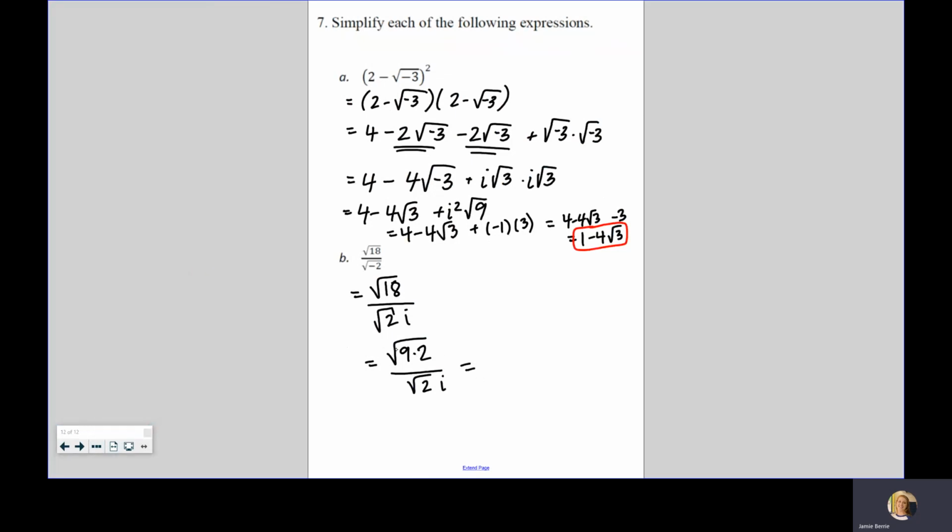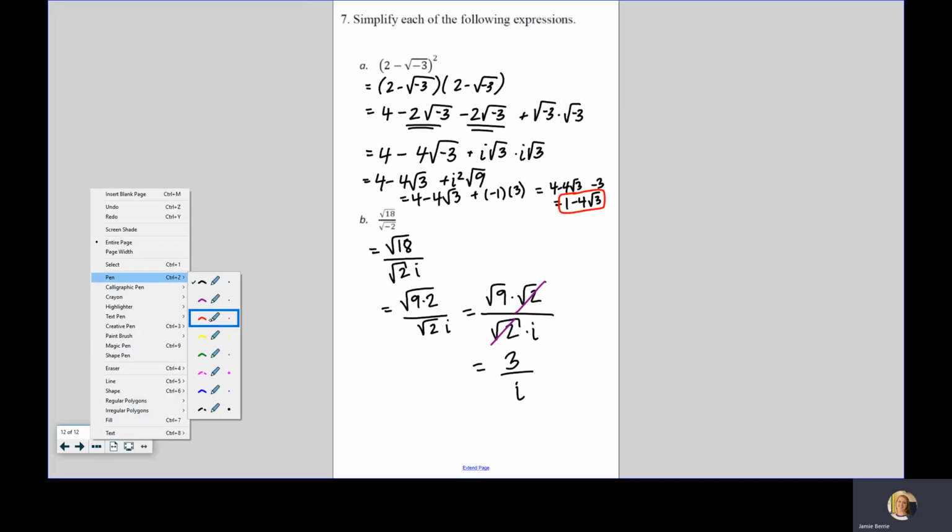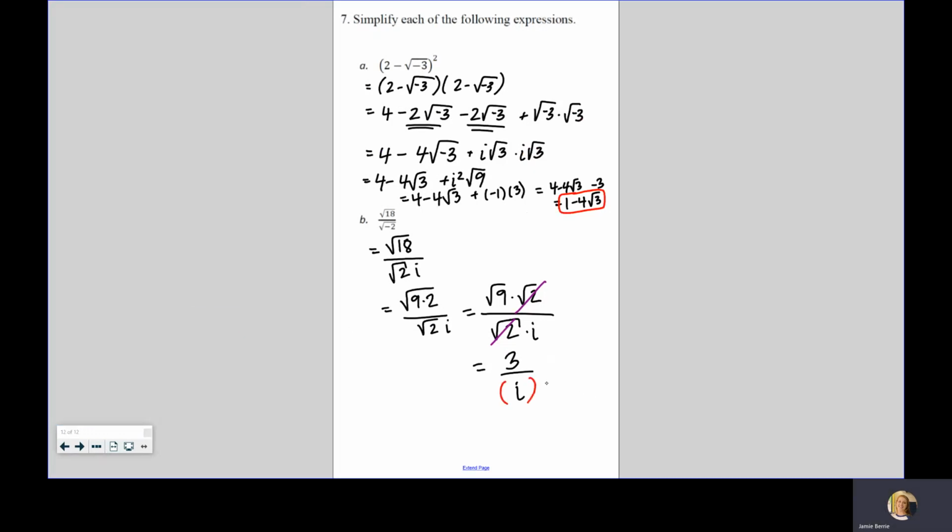So I'm going to go this way. Square root of 9 times 2 can be separated into square root of 9 times square root of 2 over square root of 2 times I. Cancel out your like terms. Square root of 2 cancels with square root of 2. Then we have square root of 9 is 3. I in the bottom. But we don't like to leave I in the denominator, so we need to multiply the top and bottom by the conjugate of the denominator. The conjugate of I would be negative I.